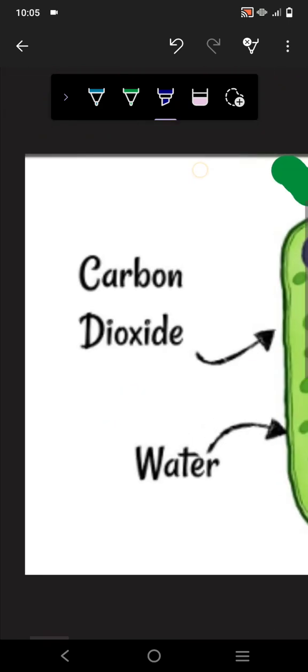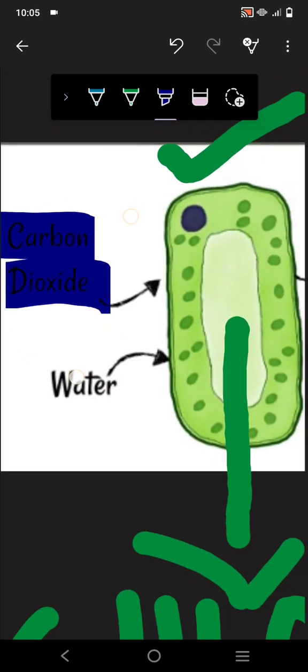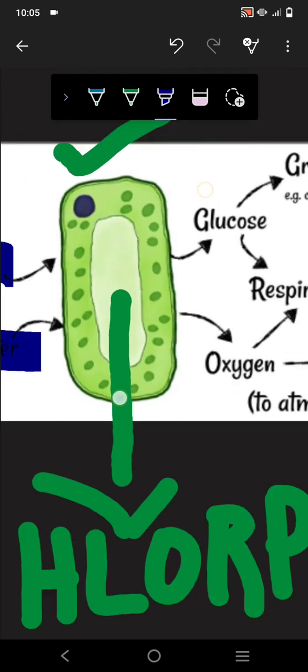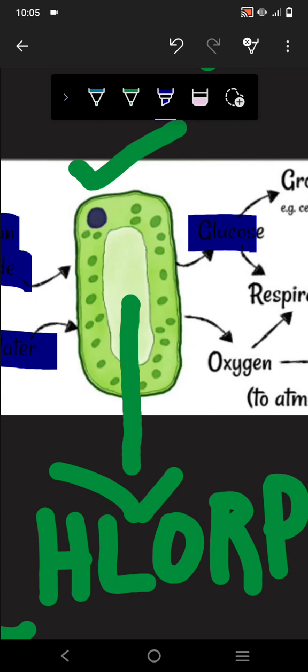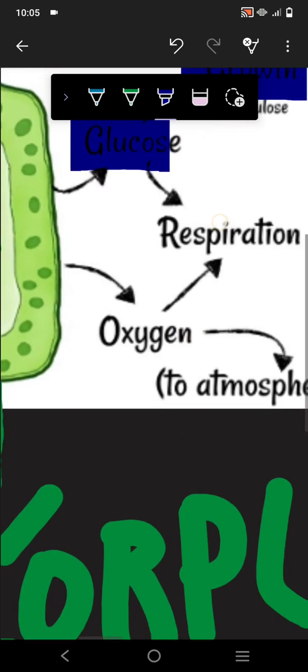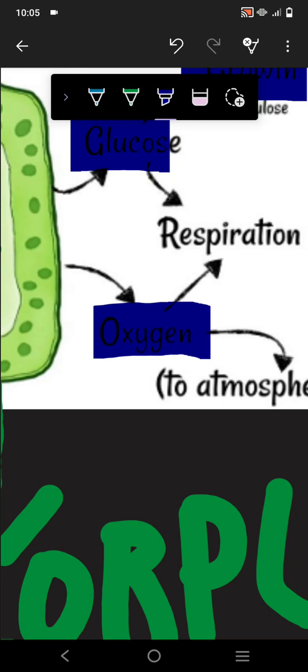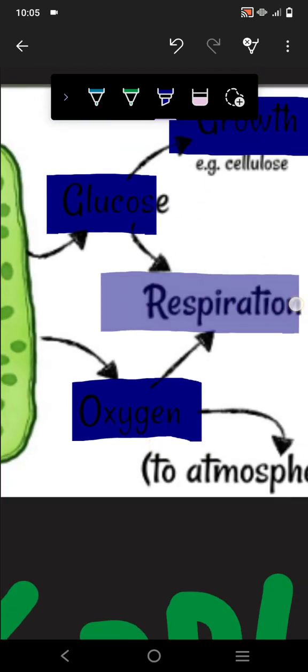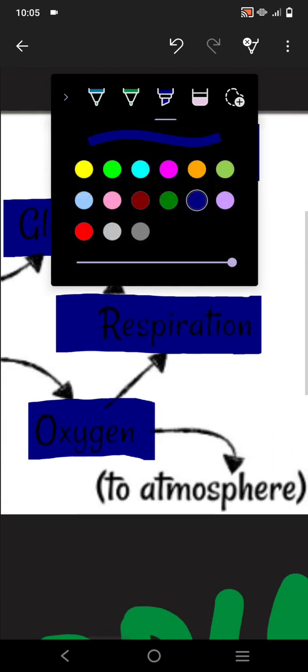As you can see, the carbon dioxide is going in from the air. Then the water is going into the cell. As a result, the glucose is coming out. And what is glucose doing? Glucose is for growth. It stores starch in the form of cellulose, and here the oxygen is being released out. The purpose of the glucose is for respiration, which means it stores the energy.